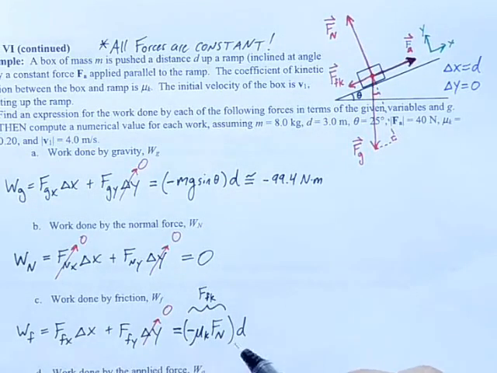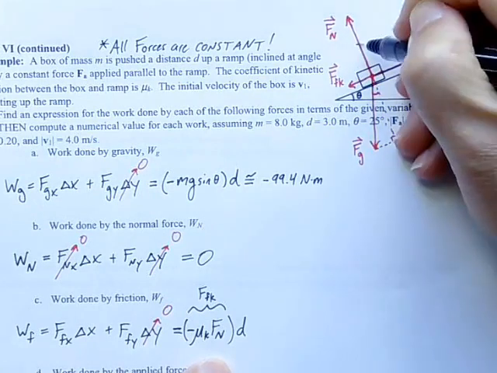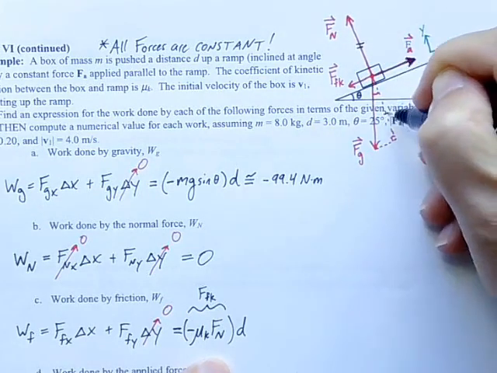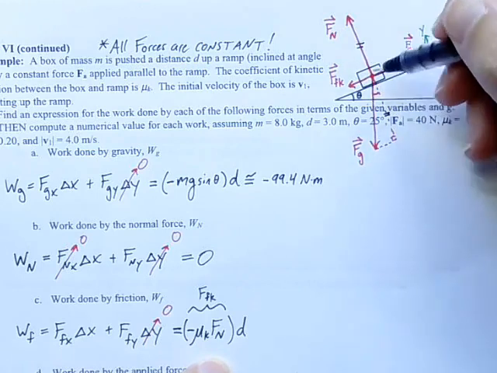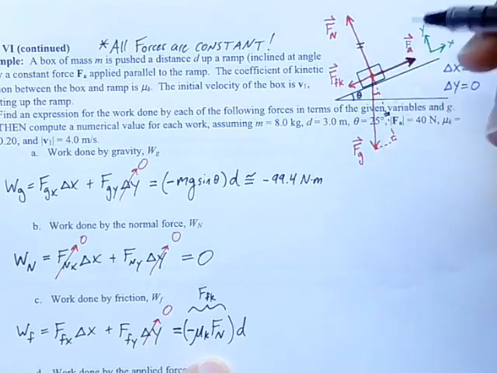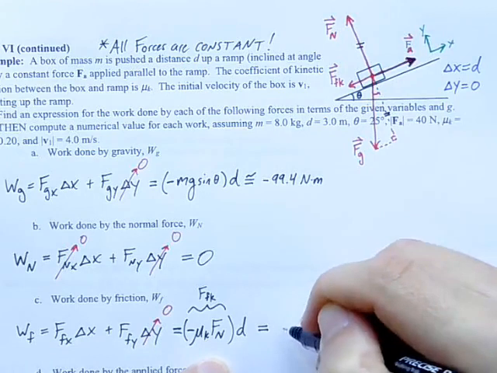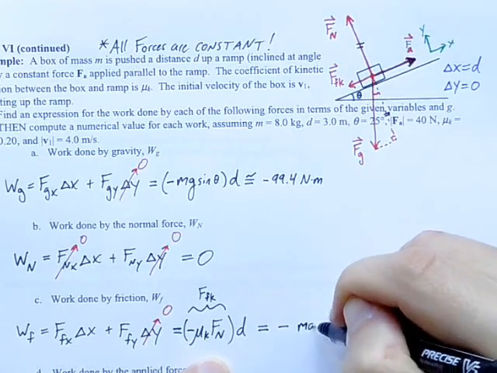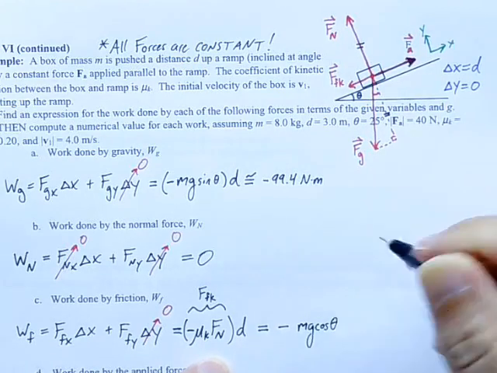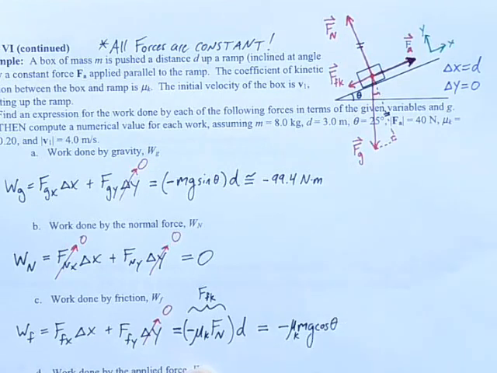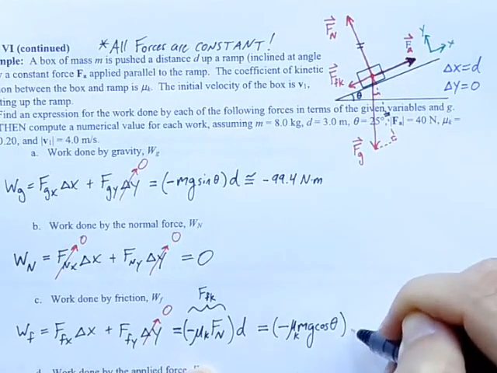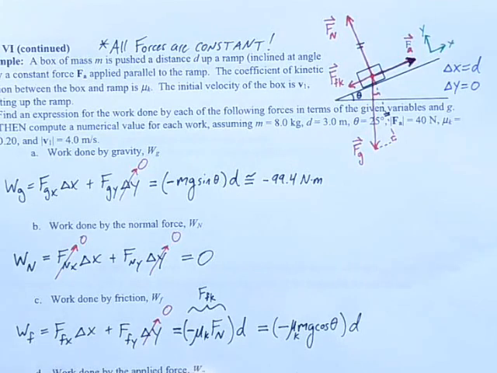And our normal force, we can tell from our balance of forces in the y direction. Our normal force must be equal in magnitude to the y component of gravity, must be equal to mg cosine theta. So this becomes negative mg cosine theta times mu k, times the delta x, which is d. There we go. Minus mu k mg cos theta times d.